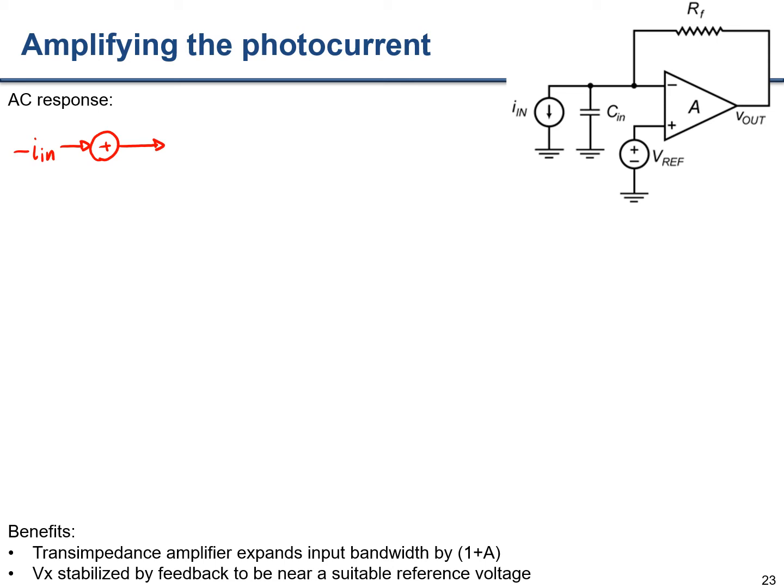So this is a current. The current must be multiplied by the driving point impedance at this node here. That's just RF in parallel with C in. So if we represent that as an impedance, that's RF over 1 plus S C in times RF. Okay, so that's the voltage now at the front of the amplifier. The amplifier has a gain of minus A.